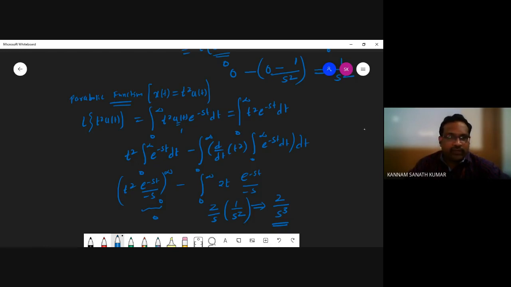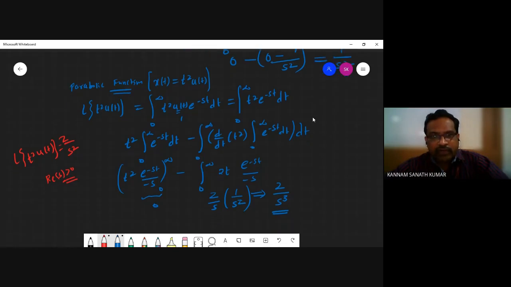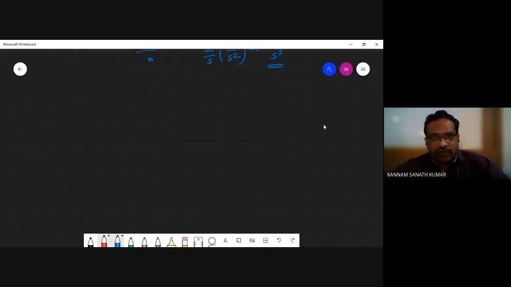So Laplace transform of t square into u of t equal to what, 2 by s cube, and ROC is real part of s is greater than 0. Same thing. So like this, you have to calculate the Laplace transform of parabolic signal. Okay. So we have seen the Laplace transform of basic functions, that is impulse function, step function, ramp function, and parabolic function.